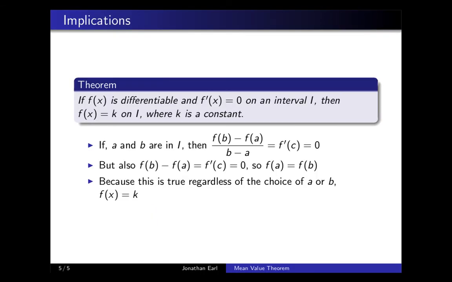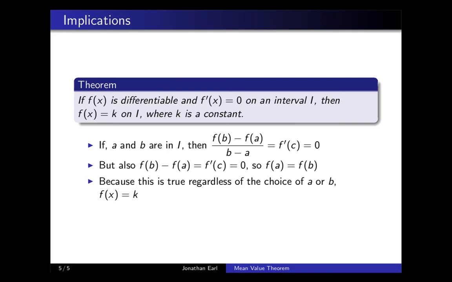Okay, and then the last thing that we want to say on this topic is just a couple of implications. Suppose that we have a function that is differentiable, and we're also told that the derivative is equal to 0 everywhere on some interval I. Then that's going to force our function to be a constant. Now, why might this be?